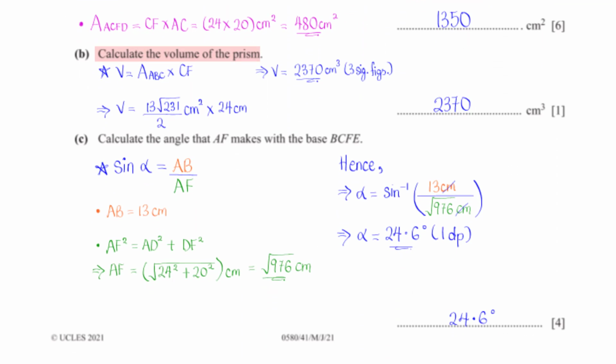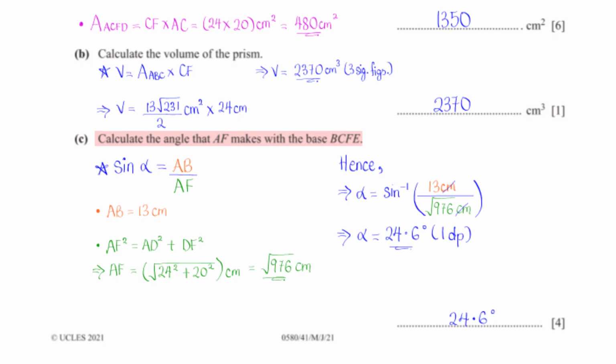Calculate the volume of the prism. So the volume of the prism is equal to the area of the cross-section, which in this case is the area of triangle ABC, times the length of the prism, which is equal to CF. From the previous question, we found the area of triangle ABC as 13 times square root of 231 divided by 2 centimeters squared, and we've been given the length of CF as 24 centimeters. And so when we type this into the calculator, we get the volume of the prism as 2370 centimeters cubed, correct to 3 significant figures.